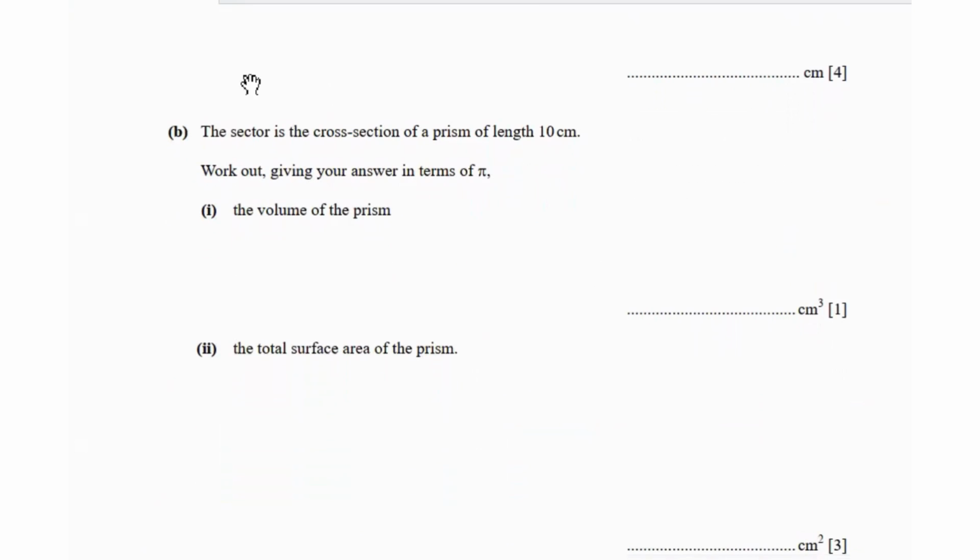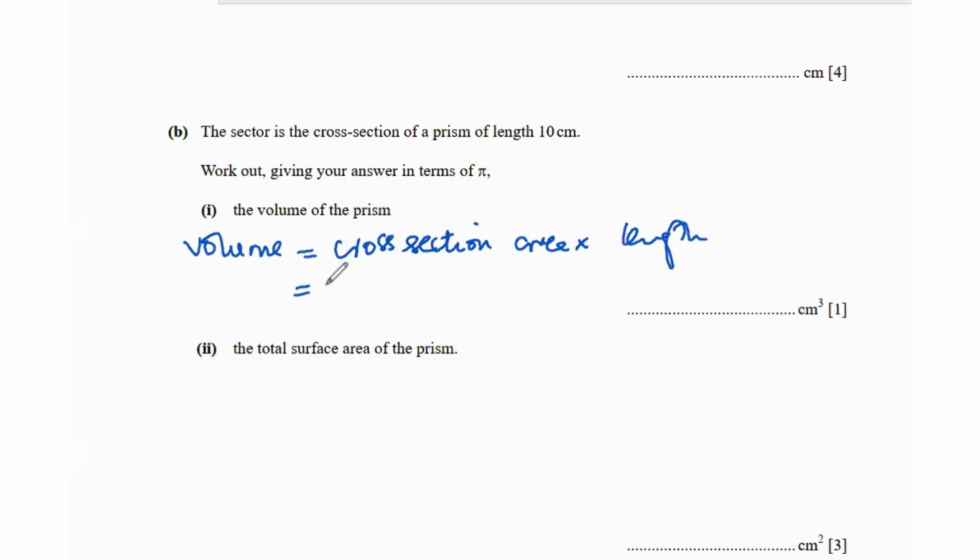Then it says the sector is the cross section of a prism of length 10 centimeters. Work out, giving your answer in terms of pi, the volume of the prism. So if you remember, volume is basically cross section area times the length. So cross section area is 15 pi times the length, which is 10. So that's going to be 150 pi.